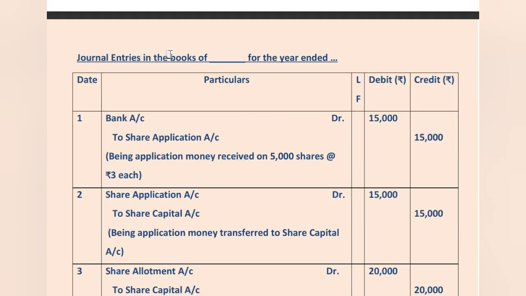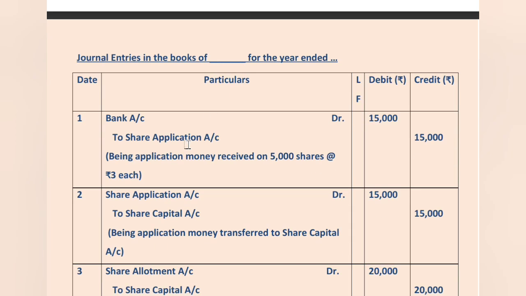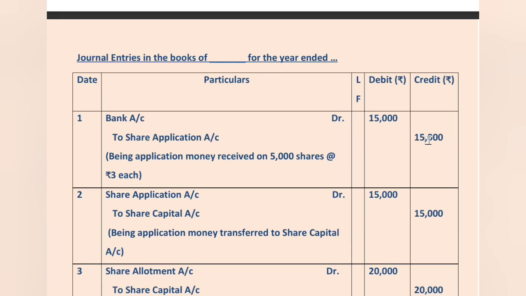See here, journal entries in the books of, name and the date is not given, so I have not mentioned anything. In the books of, for the year ended. The columns are date, particulars, LF, debit and credit. Now based on the above table, one by one you need to solve the journal entries. First, shareholders pay the money along with the application to the bank. So the bank is the receiver. So bank account debit to share application account. How much amount? 15,000.